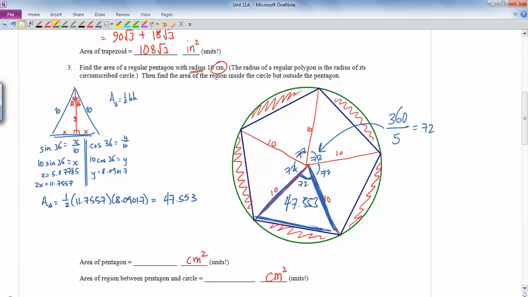So that's the area of one triangle, 47.553. But notice I don't just have one triangle, I've got 5 of them. So the area of the whole pentagon is going to be 5 times the area of the triangle. So it's 5 times this, and if you plug that into a calculator, you get 237.764.